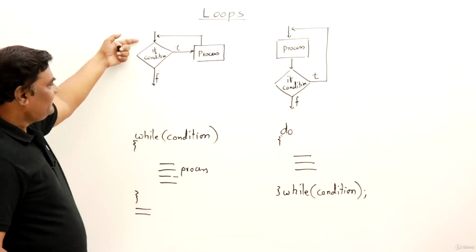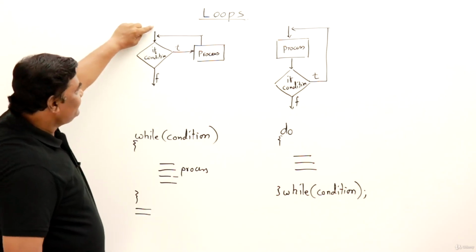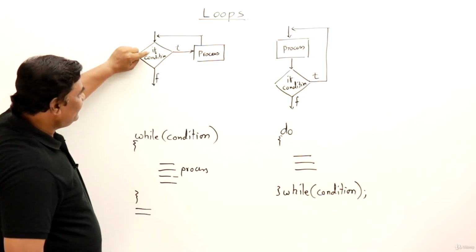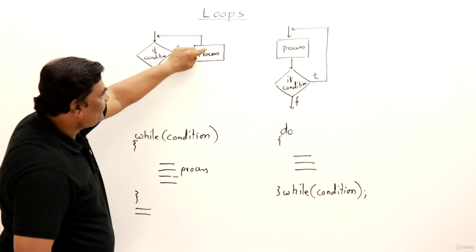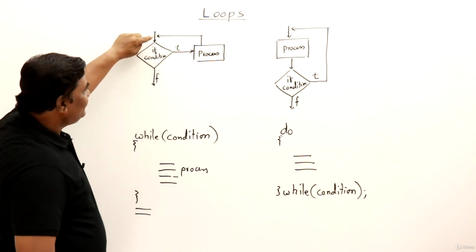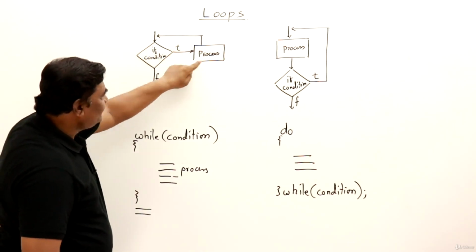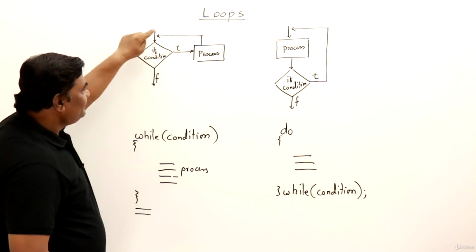So here I am showing it in the diagram, that is the flow chart. See, this is the flow of the program. So the condition is checked. If the condition is true, then the process is executed. Then again the condition is checked. If true, then the process is done. So this will be repeated.